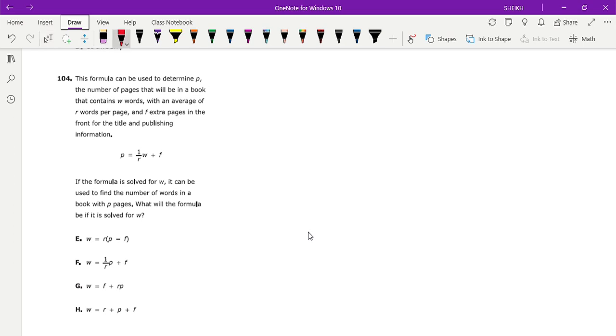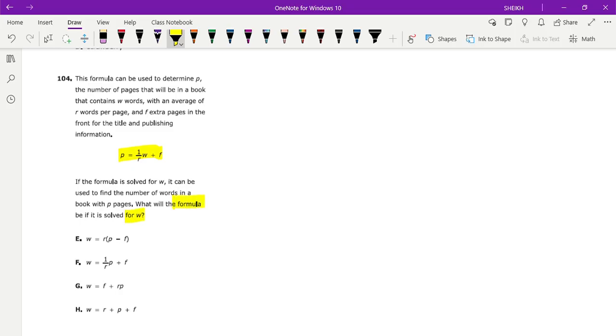Hi, let us work on solving a literal equation. We solve a lot of problems for the value of x or y or z and so on. But this time we have to solve for one variable in terms of another. They said p equals 1 over r, w plus f. If you read the last sentence, what will be the formula if you solve for w?